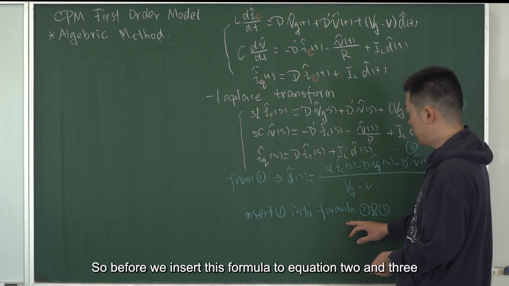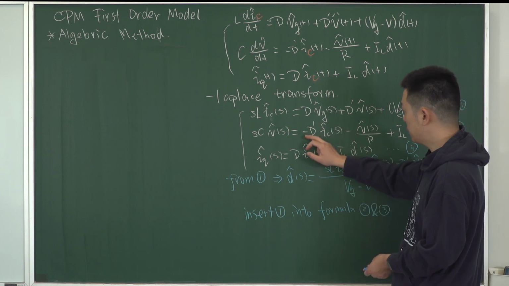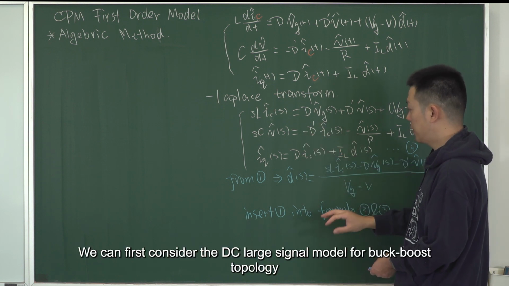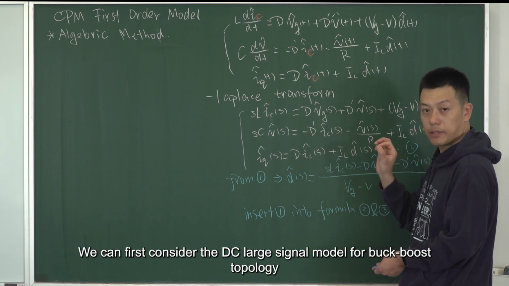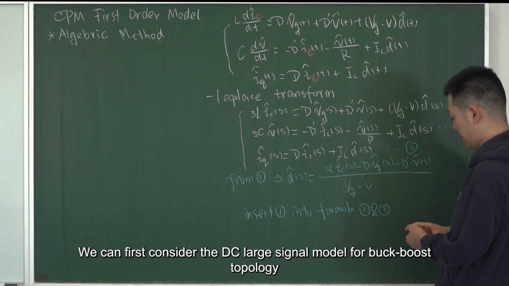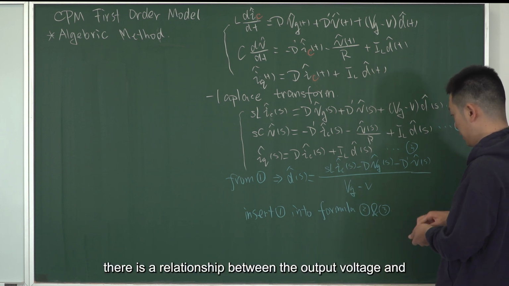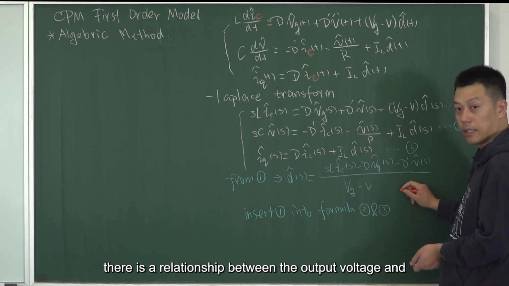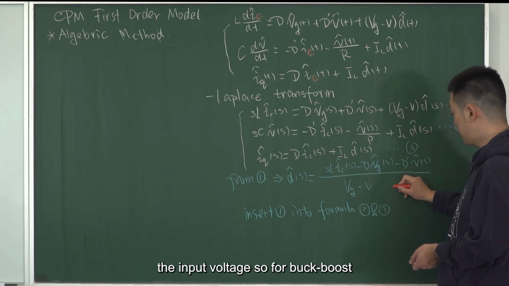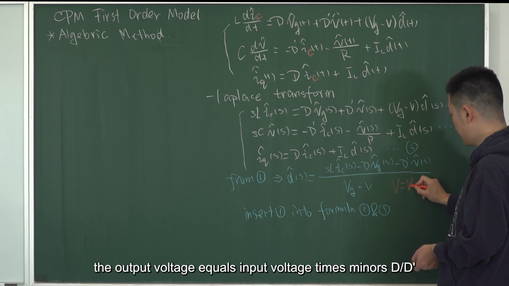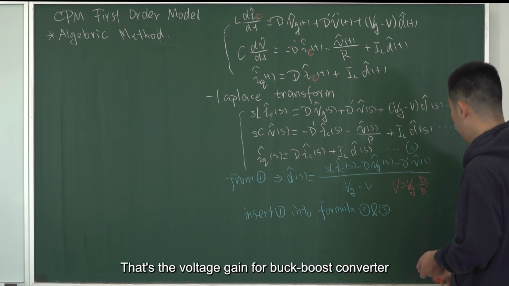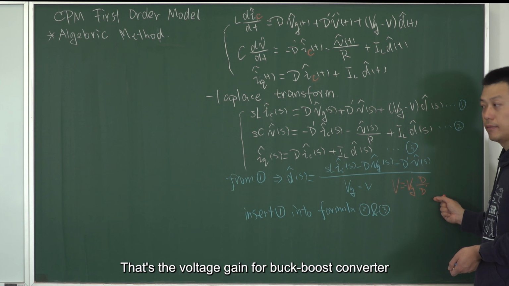So before we insert this into equation 2 and 3, we first can consider the DC large signal model for buck boost topology, right? For the DC model, we know that there is a relationship between the output voltage and the input voltage. So for buck boost, the output voltage equals input voltage times minus D over D prime. That's the voltage gain for buck boost converter.